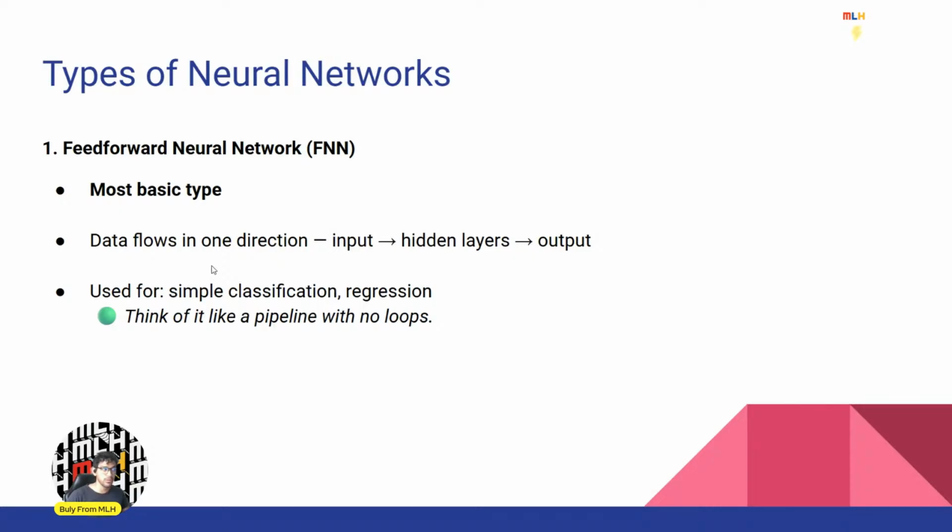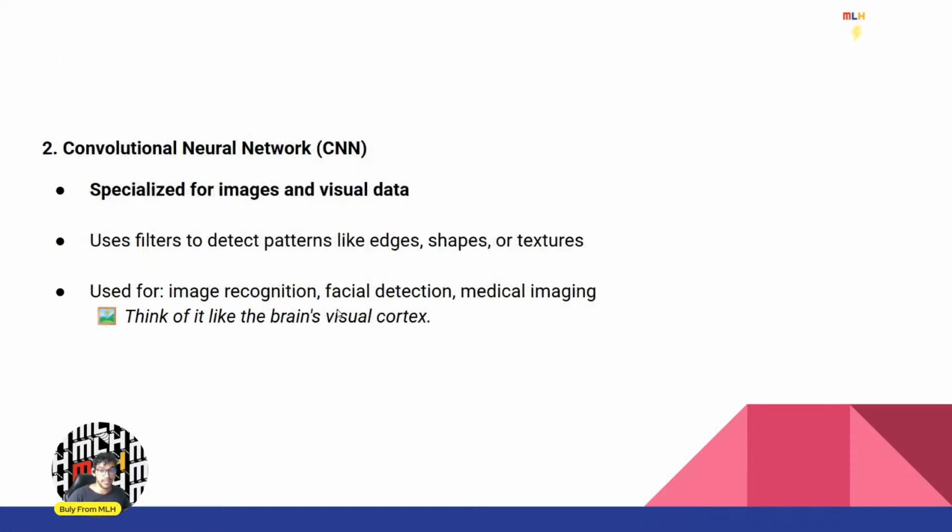Okay, so the types. Let's go fast. We have feed-forward neural networks, which is basically the most basic type because it just goes forward. It doesn't learn backwards, it just goes forward. Used for simple classification and regression. We have the CNNs, the ones that we'll be working with, which are specialized for image and visual data. It uses filters to detect patterns like edges, shapes, or textures. Used for image recognition, facial detection, medical imaging, and so on.